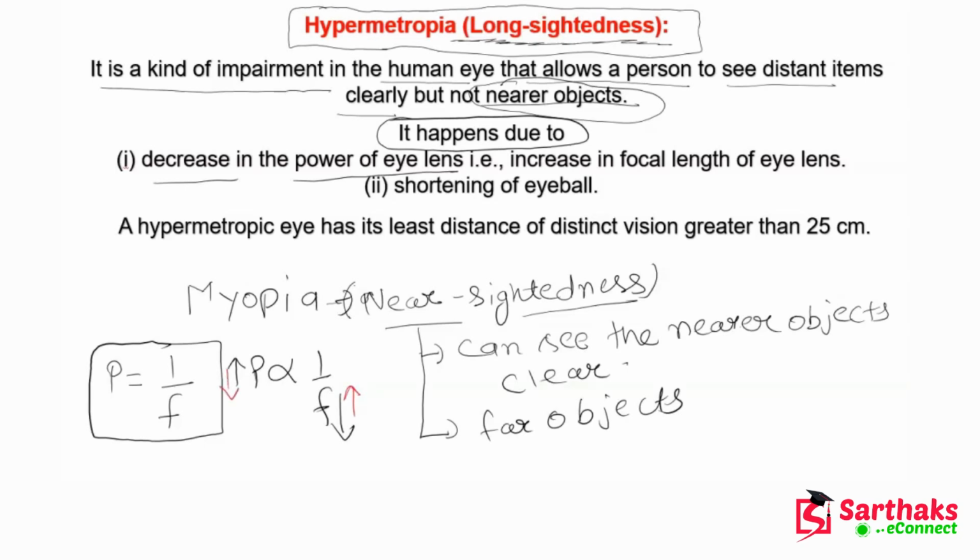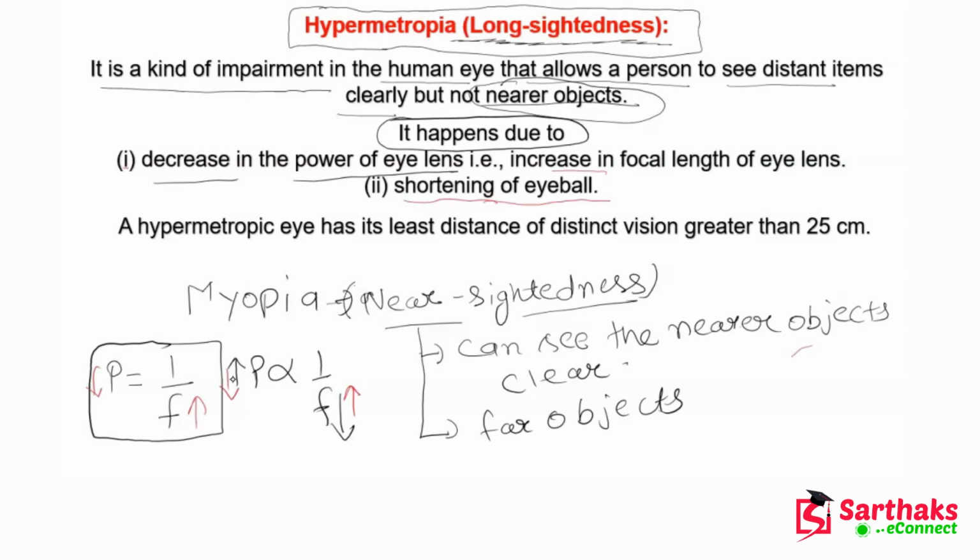So what happens when a person has hypermetropia? The power of his eye lens will decrease. So if power decreases, then focal length will increase. So a decrease in the power of the eye lens means an increase in the focal length of the eye lens. And the second cause is shortening of the eyeball. This is also another cause, shortening of the eyeball.